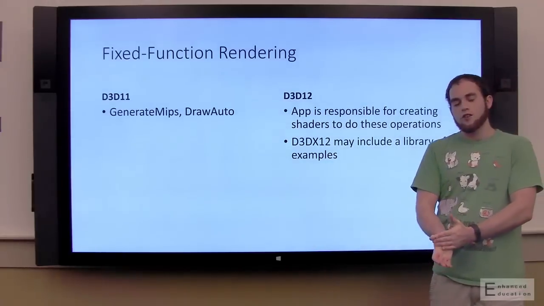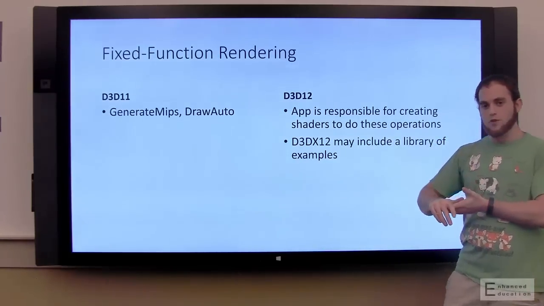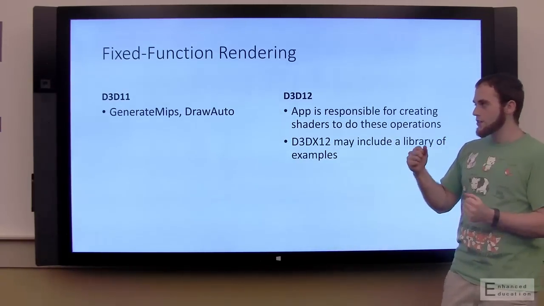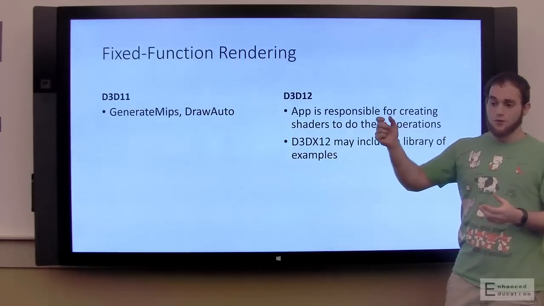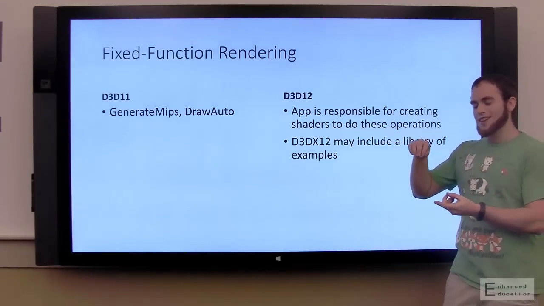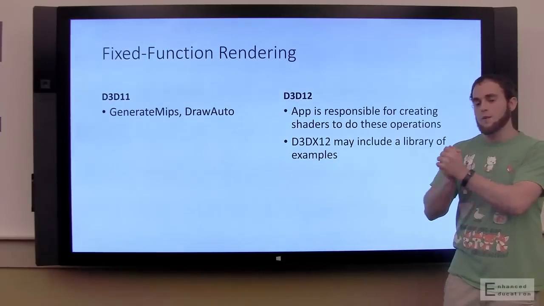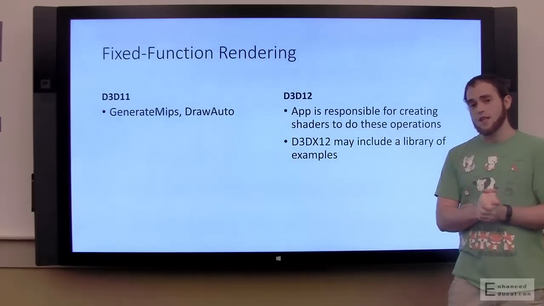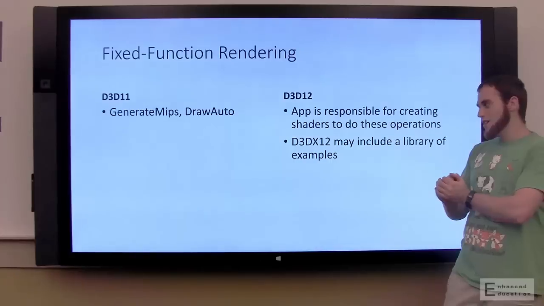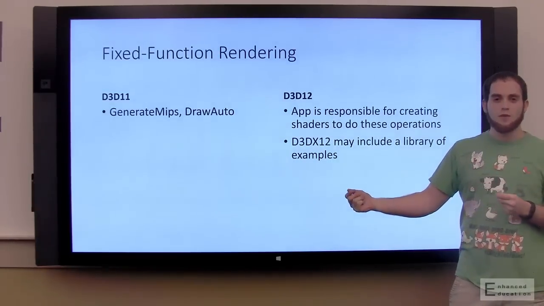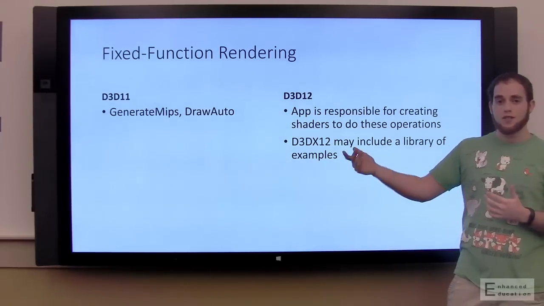There was a bunch of fixed function rendering functionality available in the D3D11 API. Even though most of it was programmable shader pipeline stuff, you still had some functions like GenerateMips or DrawAuto, which were able to generate full MIP chains or take the output from stream output and use it as input to a vertex shader without any additional manipulation from the app. Both of these have been deprecated in D3D12. The app is responsible for creating shaders to do these operations. And at some point in the future, we may provide helper examples in the D3DX12 library to aid applications in replacing these methods.